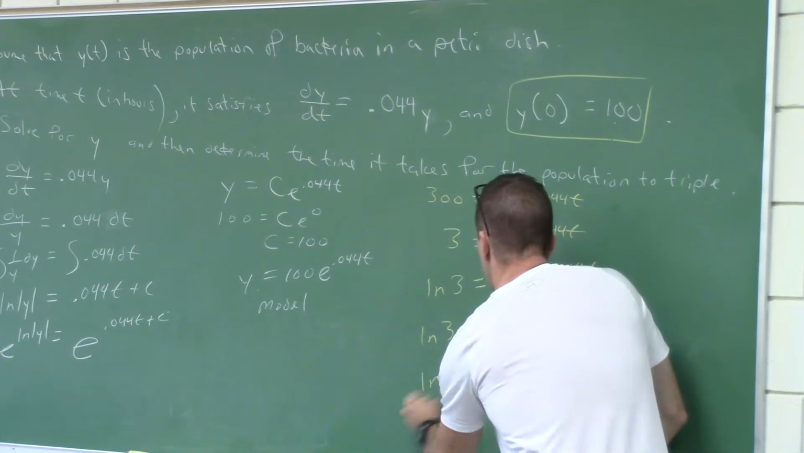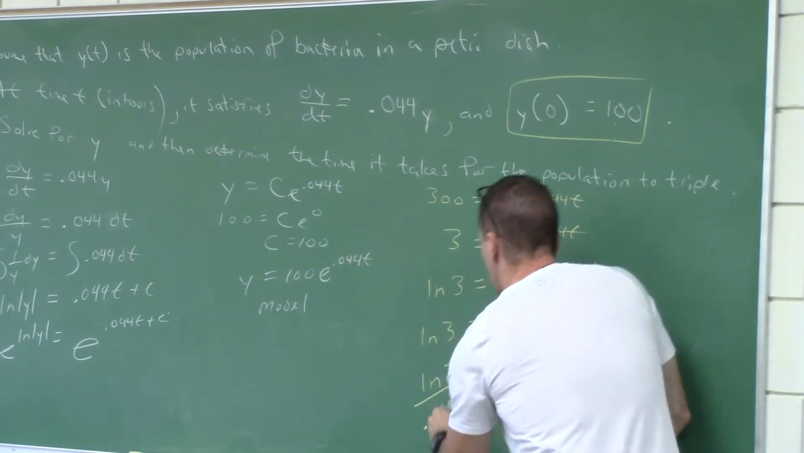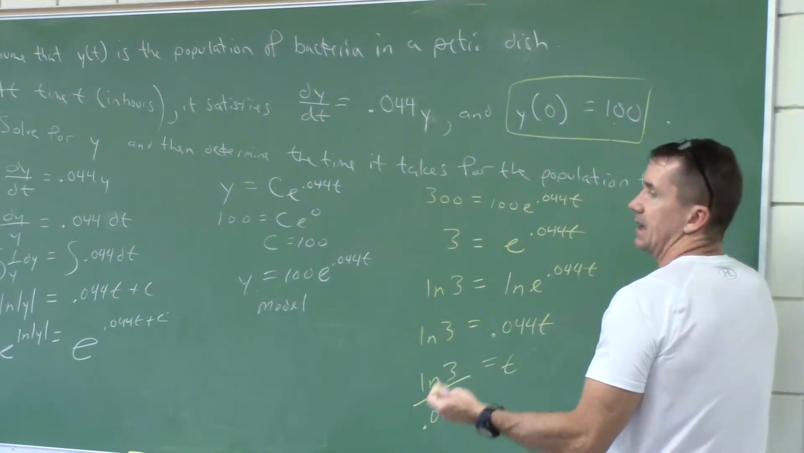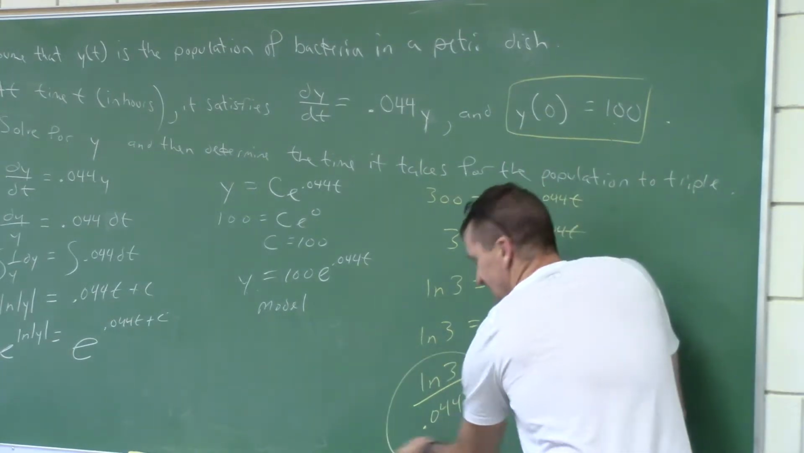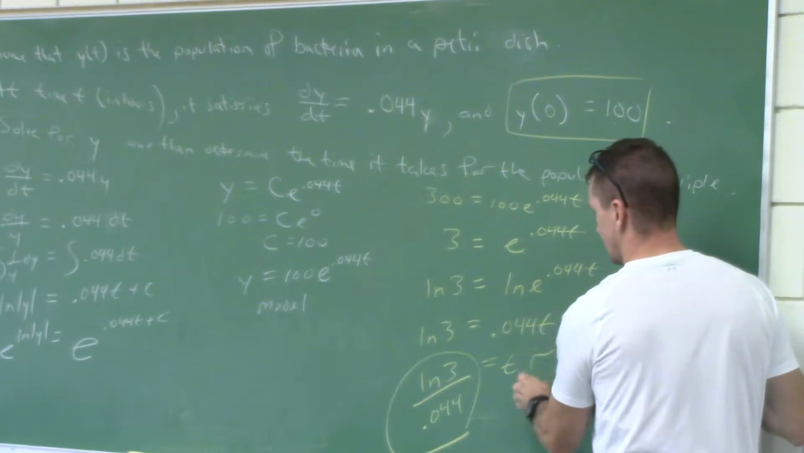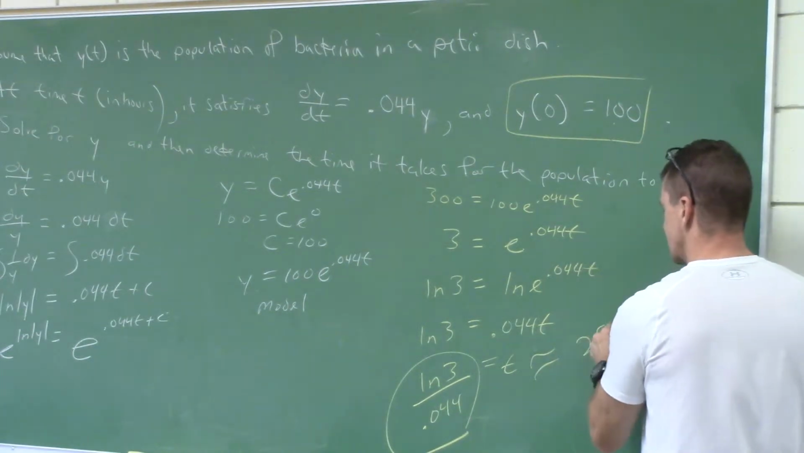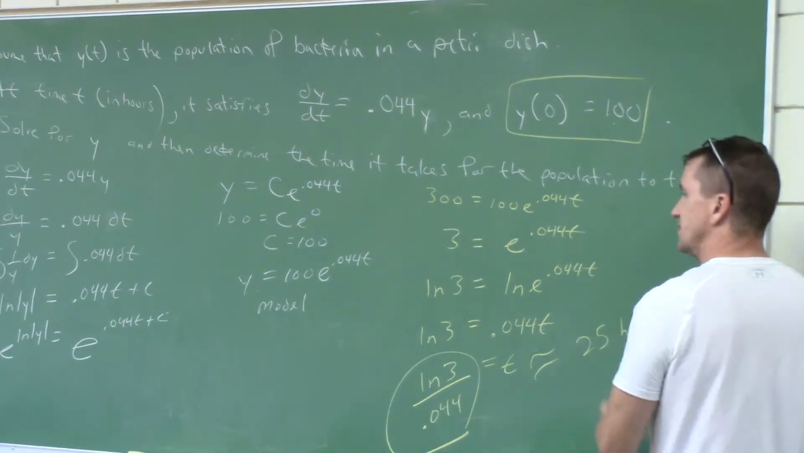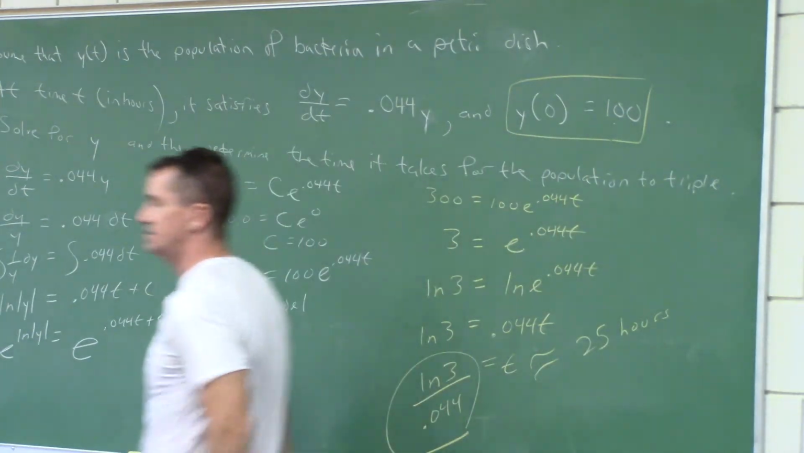ln of 3 over the top of 0.044. So if your calculator died on a test, just leave the answer like this. Has anybody got a calculator? How long is that? This is an hour. It's just about 25. Roughly 25 hours? Yeah. Thank you. So it would take roughly 25 hours for the bacteria to triple.